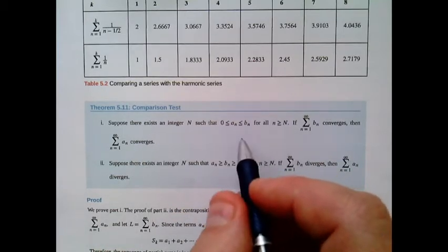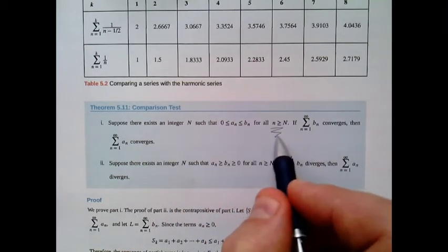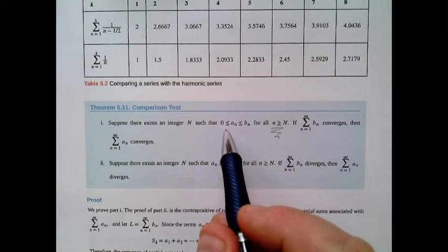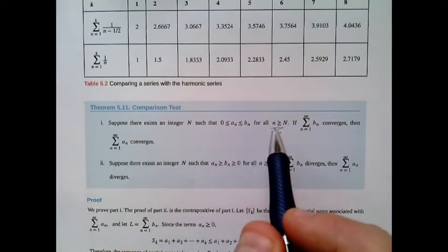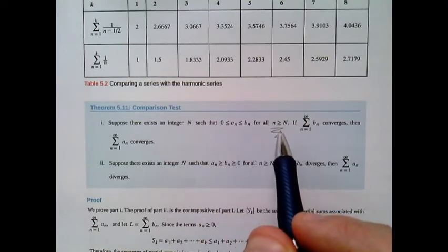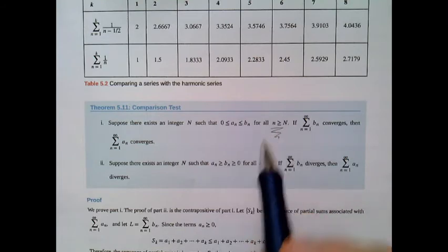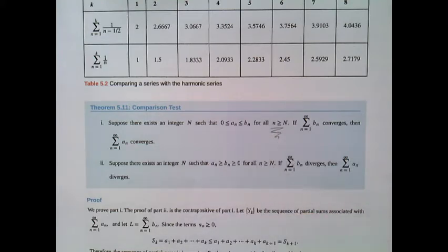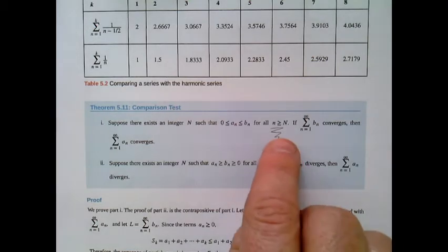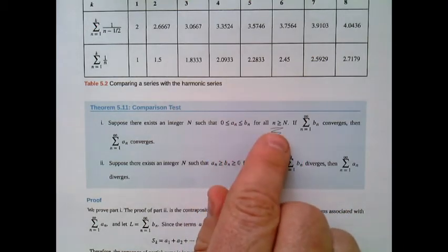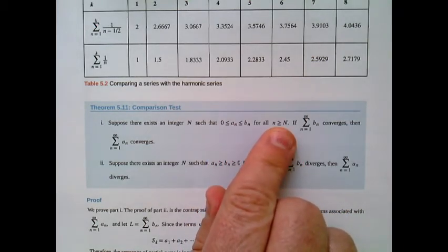Now I do want to highlight something right here. We need to be able to show that this is true for all n greater than some big N. So the idea is big N represents some number. It could be 10 or it could be 100. It could differ from one case to the other. But what they're saying is this has to be true for all the terms past a certain point.